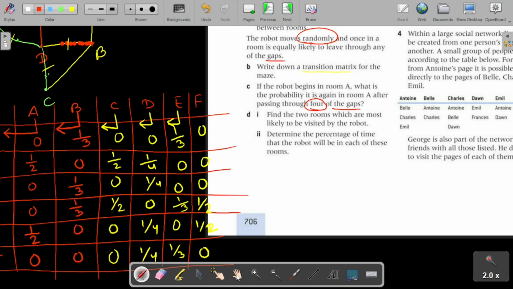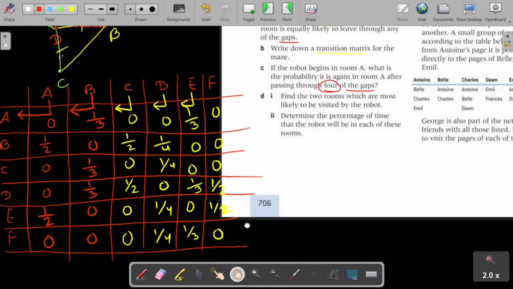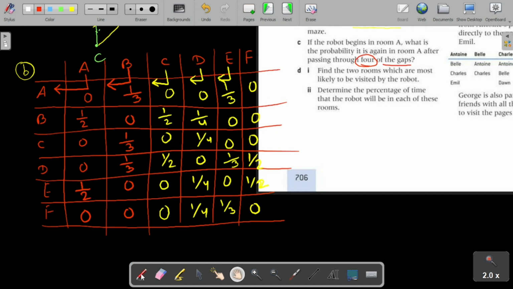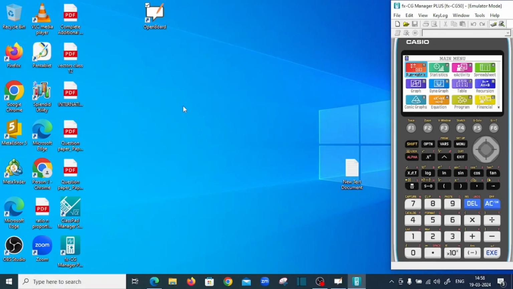For this, let us suppose this is a matrix A. We have to find A raised to power 4. Then we will see the entry of A, first row, first column, because I want starting position A and ending position A also. So let us see. For this we will use our calculator.